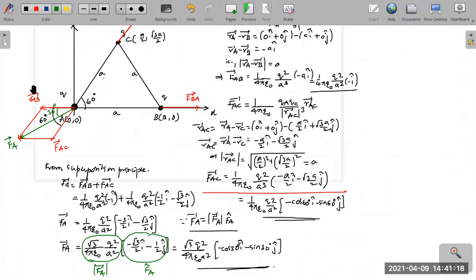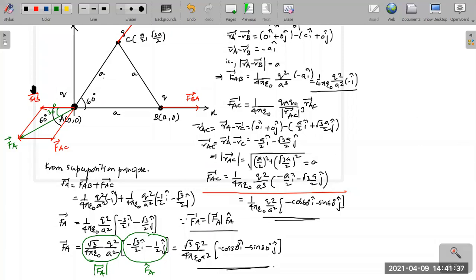Sir, could you once more explain it from the part where you resolved the force on A into the magnitude of force on A and the unit vector? I didn't understand that, the part highlighted in green. Can you please ask again? I didn't hear it properly. Could you explain the part highlighted in green, sir?